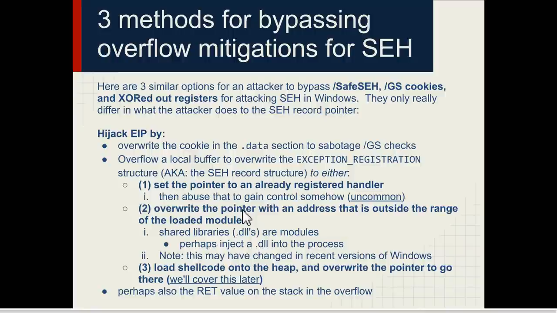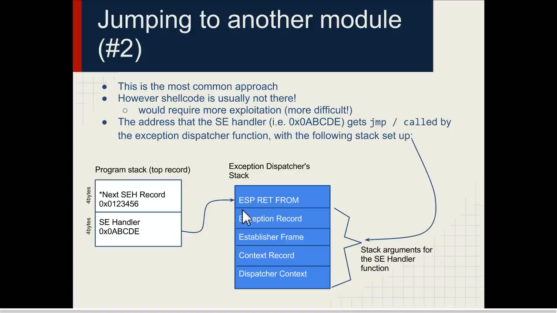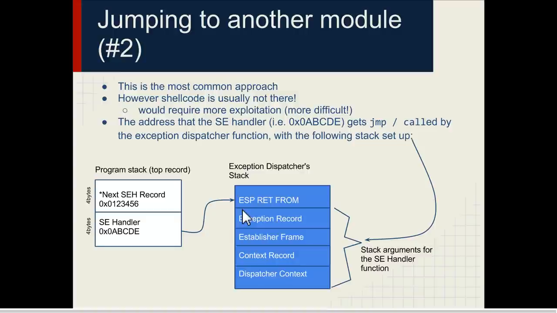You want to set the pointer to an already registered handler and abuse that somehow. Or you want to overwrite the pointer with an address that is outside the range of the loaded module. Or you want to point it to somewhere on the heap. Perhaps you also want to overflow the return value on the stack as well, just for good measure, to point to the shellcode, just in case you can't trigger that exception. So I'm going to cover method two because it's the most common approach.